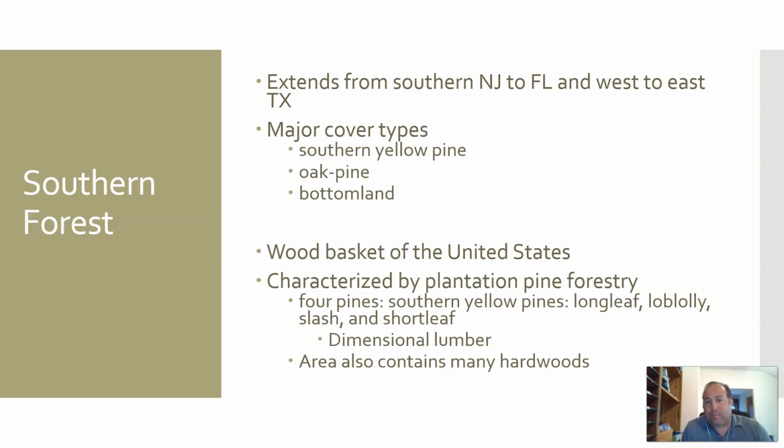There are 4 southern pines that are important: the longleaf pine, loblolly pine, slash pine, and shortleaf pine. Now, all 4 of these their biggest purpose is dimensional lumber. So when we say dimensional lumber, what you see at Lowe's and Home Depot, 2x4s, 4x4s, 4x6s, 4x8s, all that dimensional lumber that then becomes the wood used in houses or tables or whatever purpose that might be.